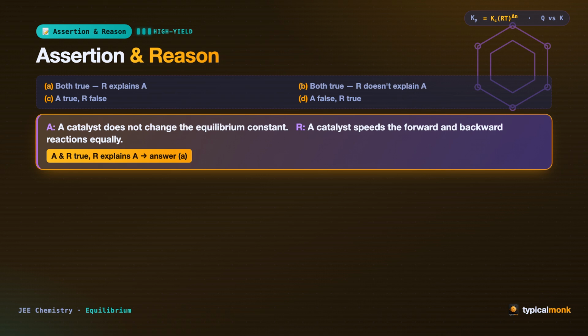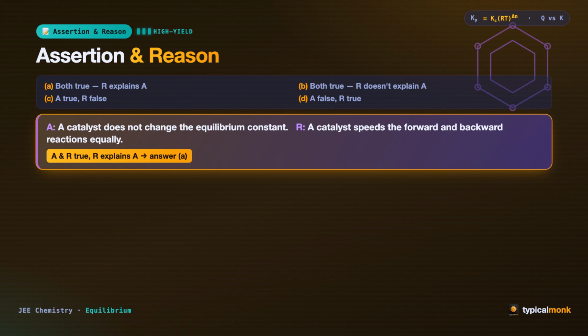Remember the 4 options. Option A, both statements true, and the reason explains the assertion. Option B, both true, but the reason does not explain it. Option C, assertion true, reason false. Option D, assertion false, reason true.